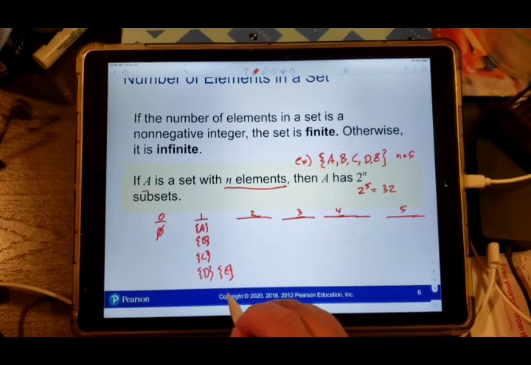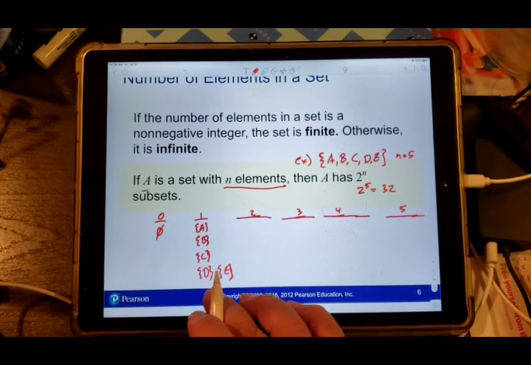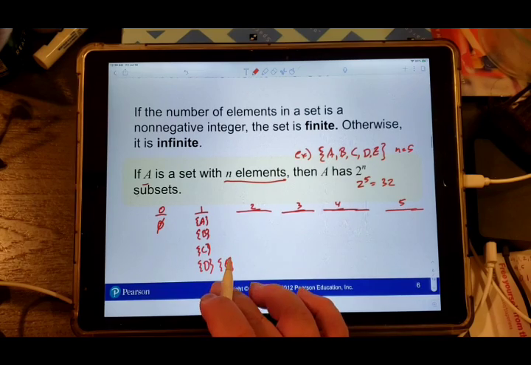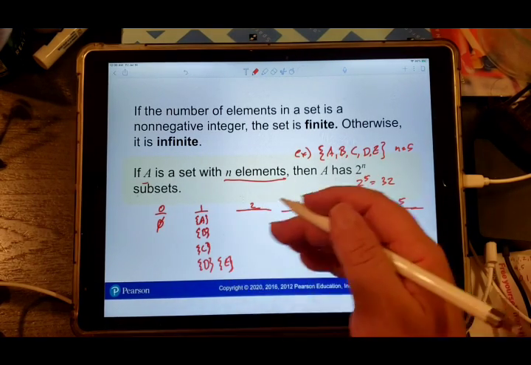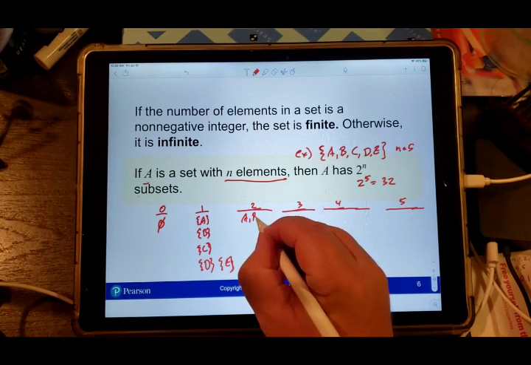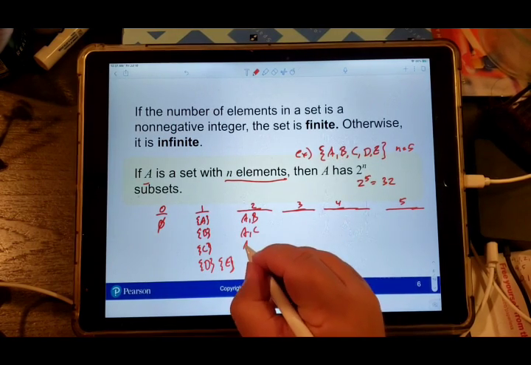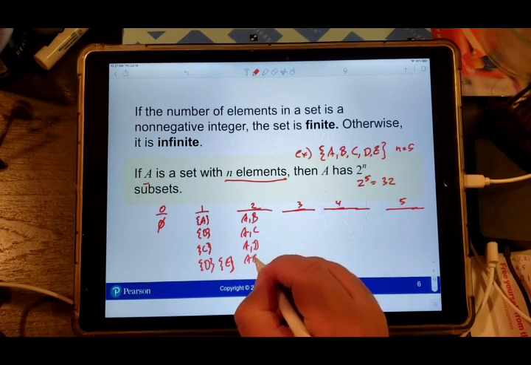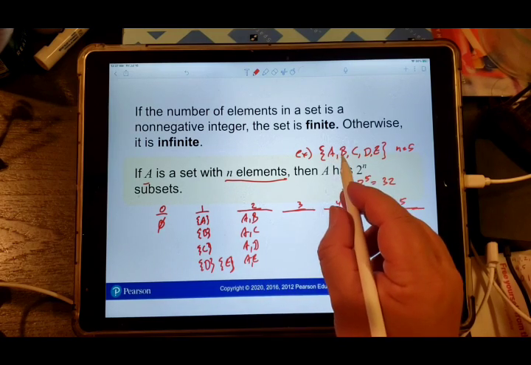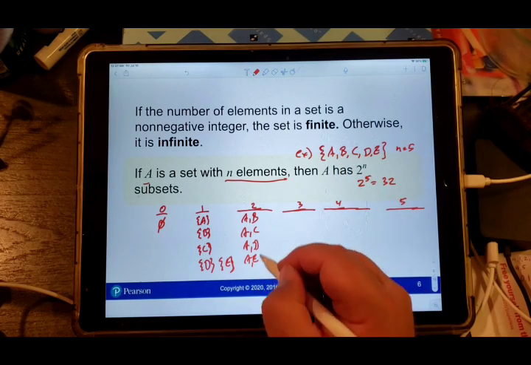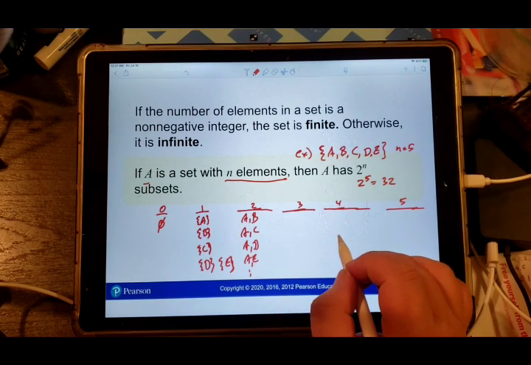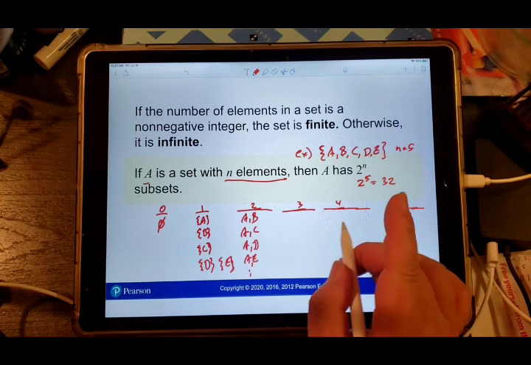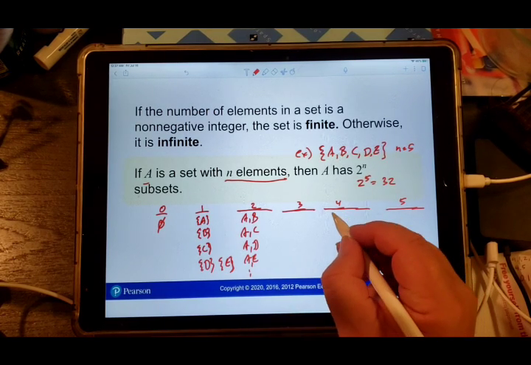Putting braces around it gets tedious, so I'm going to stop doing that. Subsets of size 2, I'm not going to try to list them all because there's more of those. There's A, B, there's A, C, there's A, D, there's A, E, B, C, you get the idea. Subsets of size 3, but I'm going to talk about subsets of size 4 because there's something interesting about the number of subsets of size 4, and I want you to see it.